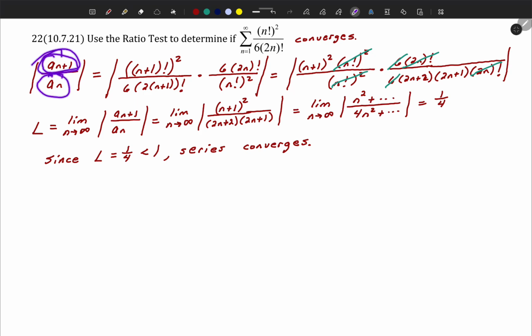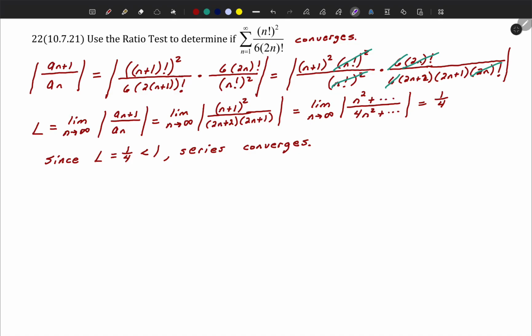a sub n plus 1, I would go into my function here and replace every n with an n plus 1. So my numerator, instead of n factorial quantity squared, it becomes n plus 1 factorial quantity squared. My denominator is going to become 6 times 2 times n plus 1, then group factorial. So that's what I've done here. I'm multiplying that by the reciprocal of a sub n. So notice my 6 times 2n factorial goes in my numerator. My n factorial quantity squared goes in my denominator.